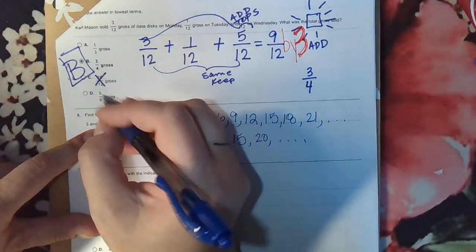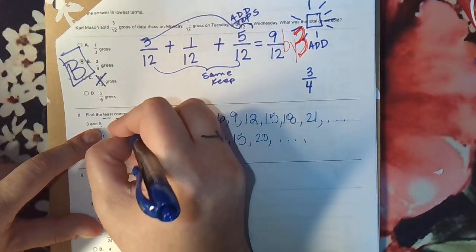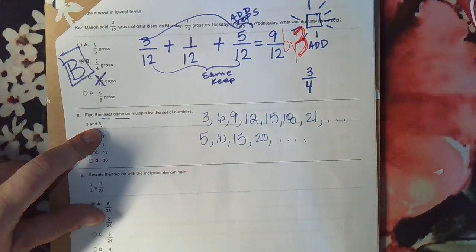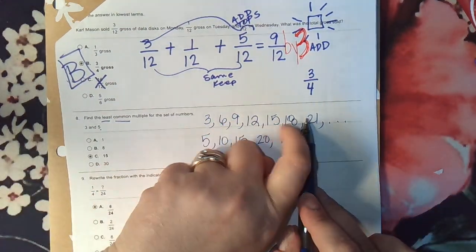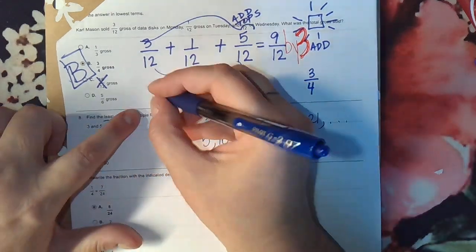Then it says least common. Okay, so all these numbers that I wrote down here are the multiples.